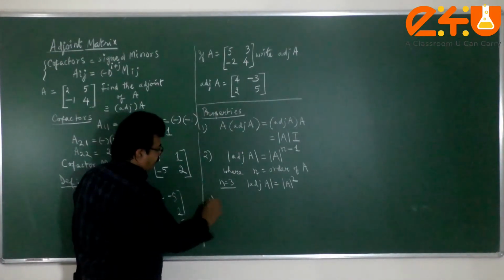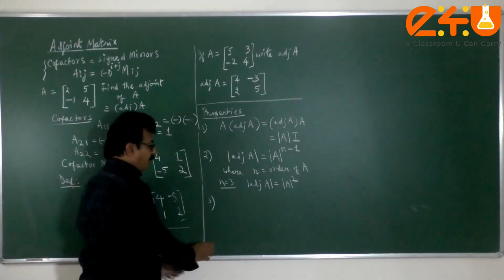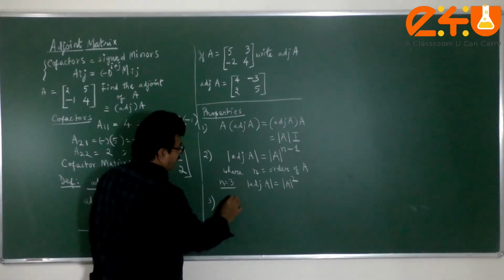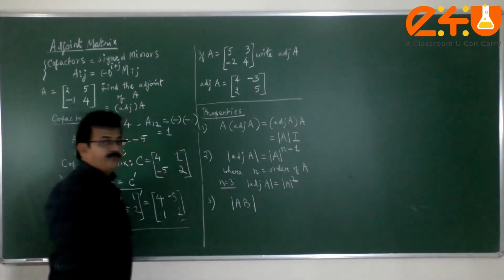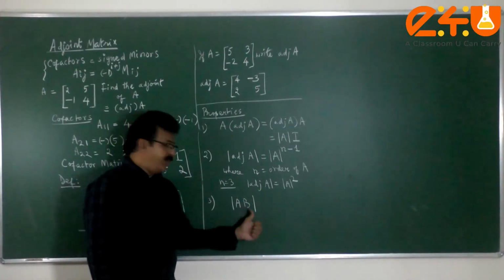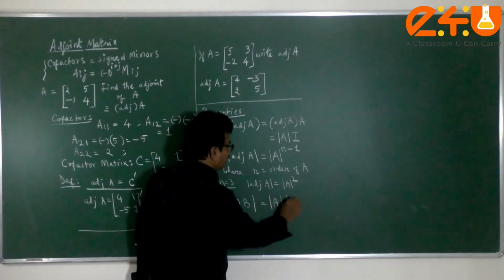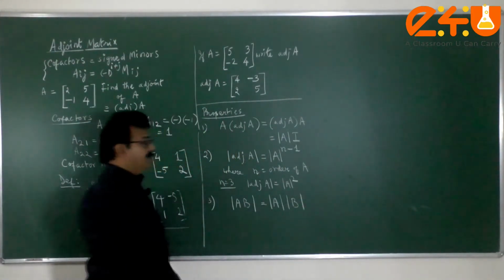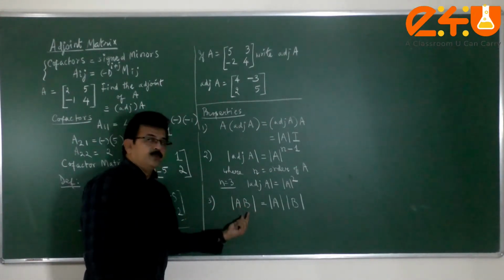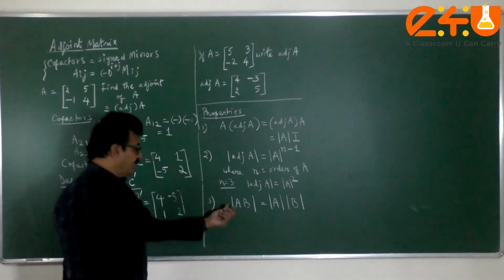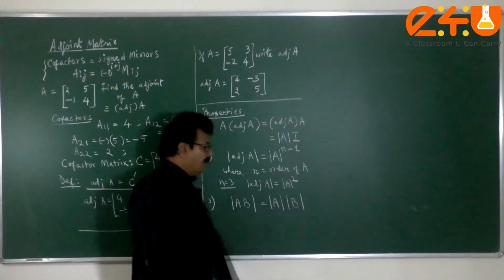And the third property, a very important property, lets us arrive at the expression for the inverse of a matrix. Well, in determinants we have one more wonderful property. Determinant of A times B matrix is determinant A times determinant B. This is an interesting property. When you take the determinant of a product of two square matrices of the same order, it is determinant A times determinant B.